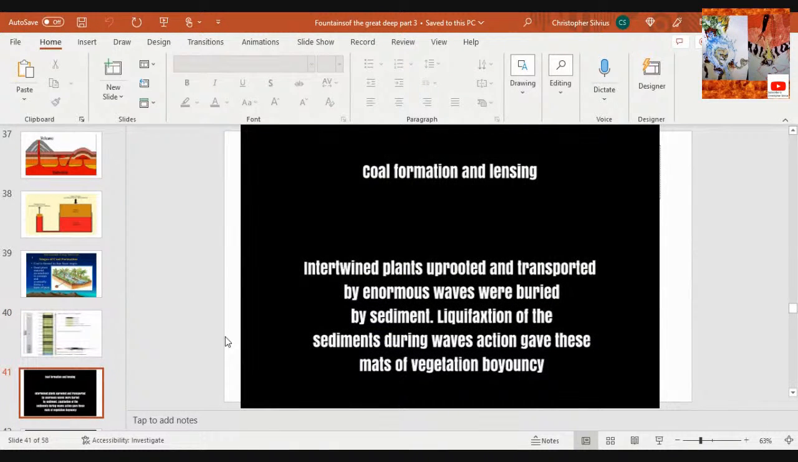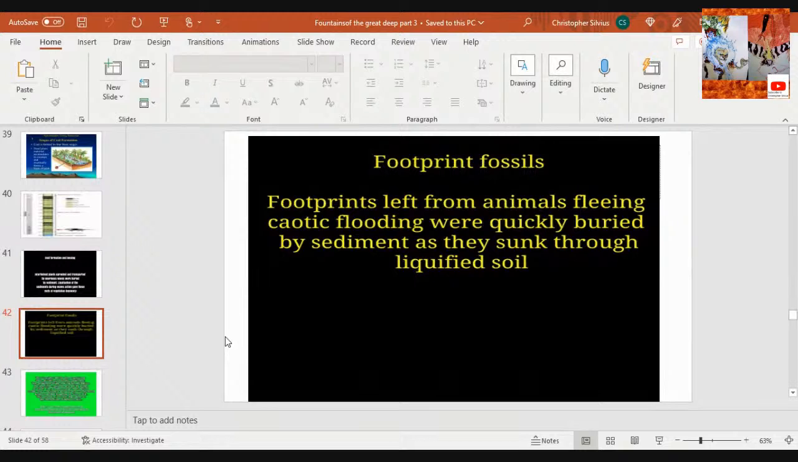Coal formation and lensing: intertwined plants uprooted and transported by enormous waves are buried by sediment. Liquefaction of the sediments during wave action gave these massive vegetation mats buoyancy, so they become their own layer, and then get buried by other sediment. Footprint fossils left from animals fleeing chaotic flooding were quickly buried by sediment as they sank through liquefied soil. The basic principle of liquefaction here is that the animal pressing down onto the soil compacts it, making it heavier, and it will sink through lighter sediment and be preserved in lower layers.